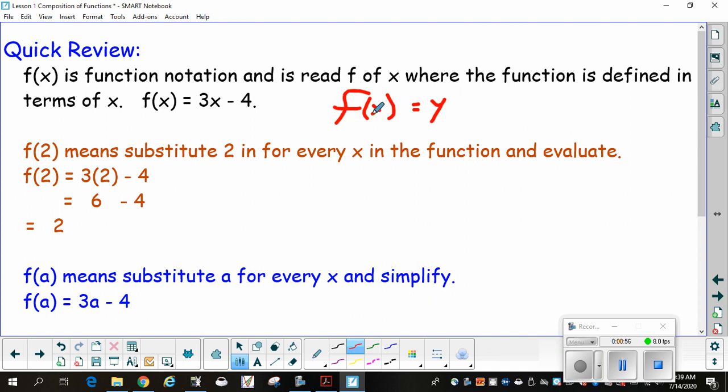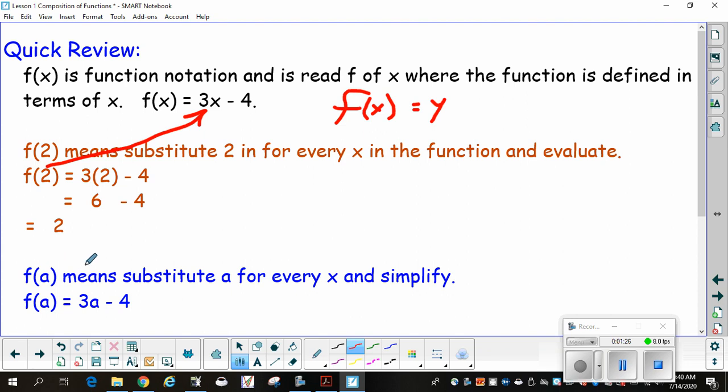We use function notation for shorthand, because now if I say f of 2, instead of what is y when x is 2, I can just say f of 2. This means substitute 2 in for every x in the function and evaluate. So f of 2, I take this 2 and I plug it in for the x, so I get 3 times 2 minus 4, or 6 minus 4 is 2. f of 2 is equal to 2.